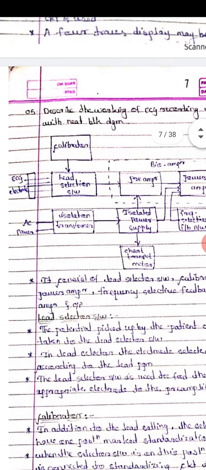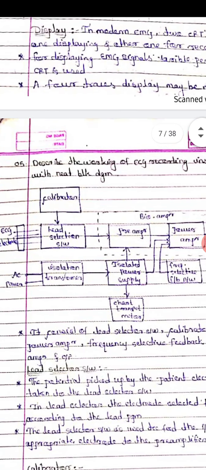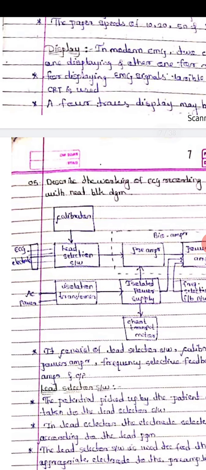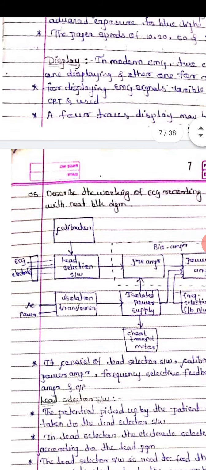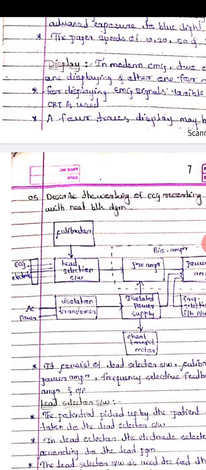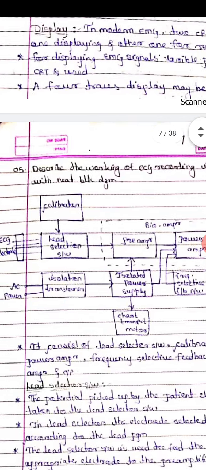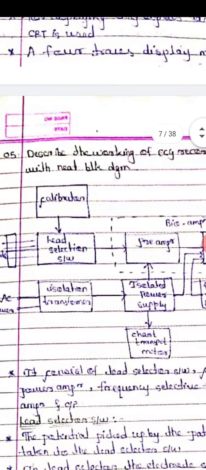First we will see the lead selection network. Using the different electrodes, we pick the bioelectric signals from the human body, and that is given to the lead selection network. In this lead selection network, according to the program, they select two by two electrodes for the recording purpose. That is the use of the lead selection network.